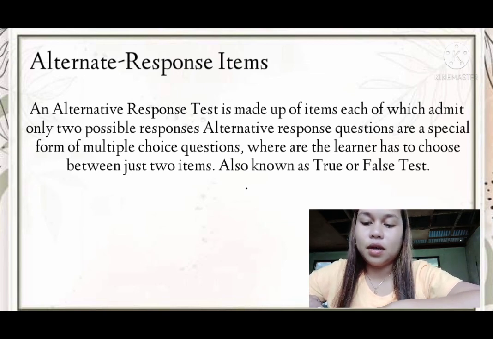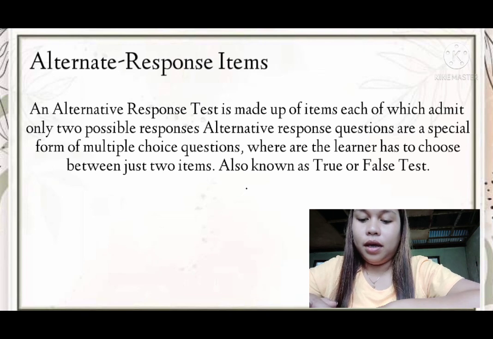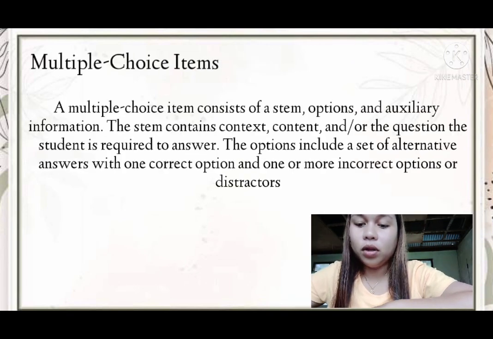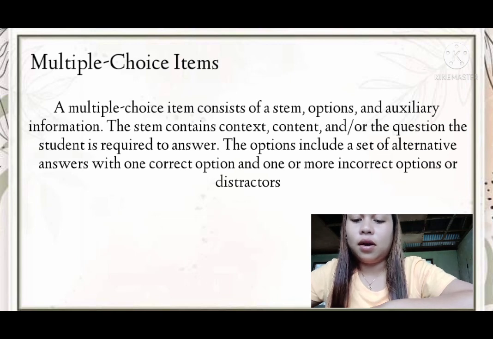An alternative response test is made up of items, each of which admit only 2 possible responses. Alternative response questions are a special form of multiple choice questions, where the learner has to choose between just 2 items, also known as true or false test. A multiple choice item consists of a stem, options, and auxiliary information. The stem contains context, content, and/or the question the student is required to answer. The options include a set of alternative answers with one correct option and one or more incorrect options or distractors.